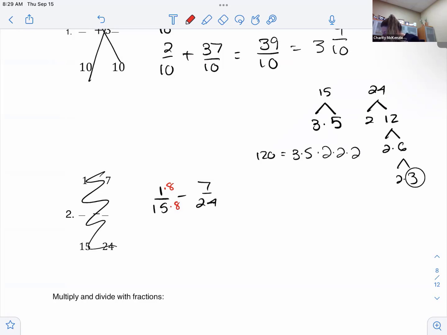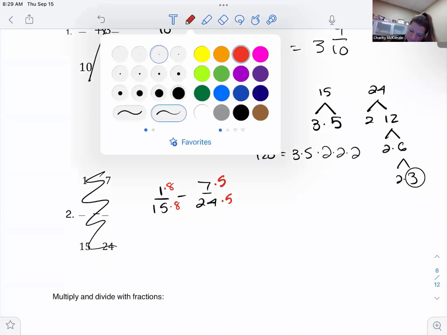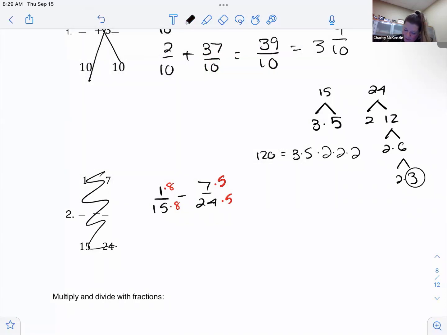120 divided by 24 is 5. Okay, and then 5 on this one. So I'm going to times that one by 8 and that one by 5, and I will have my common denominator. So that's going to give me 8 over 120 minus 7 times 5 is 35 over 120.